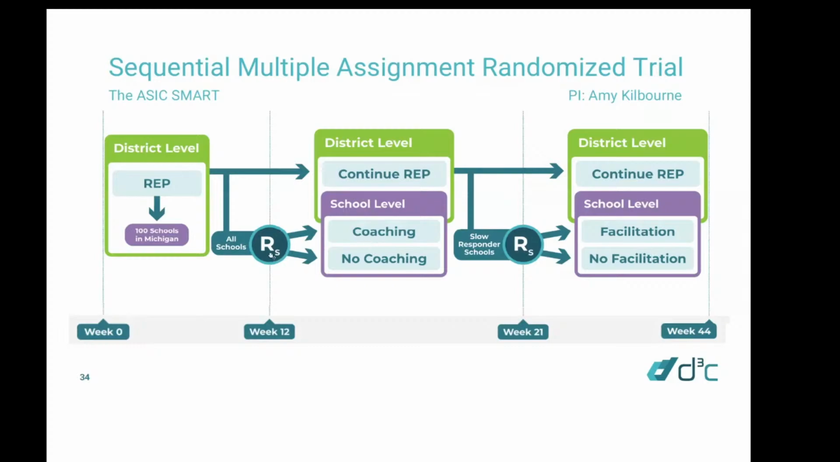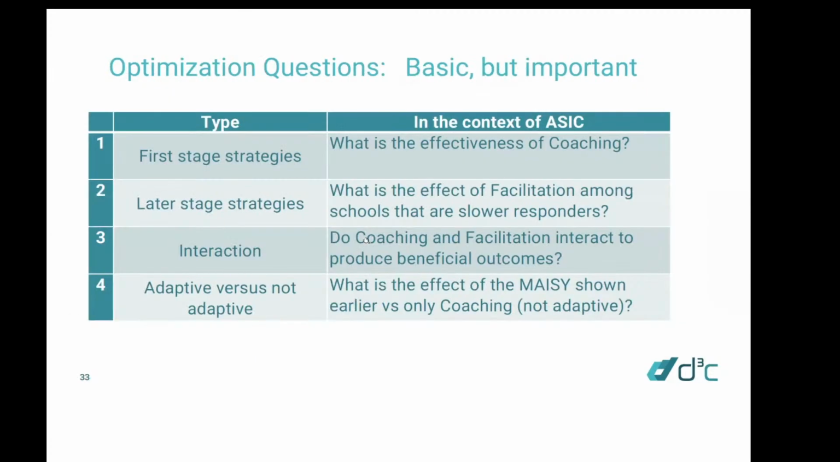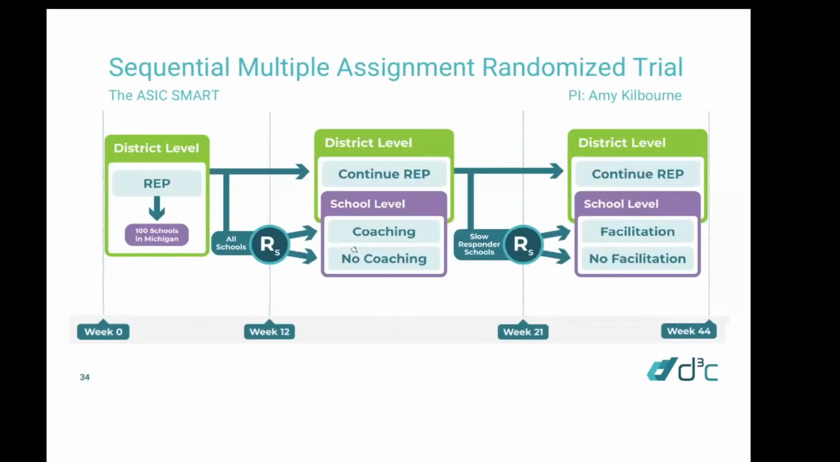Notice the schools are getting randomized. Well, of course they are, because coaching is a school level intervention. You wouldn't put it anywhere else. You wouldn't randomize a school professional to coaching unless you're willing to provide only school professionals coaching to some and not to others. Coaching here is a school level intervention. So the little r with a little s denotes a school level randomization. And that's because I really want to know what's the effect of coaching. In fact, all of these questions I showed you here, these first basic but important ones, are all about to be answered in this study I'm showing you right here.